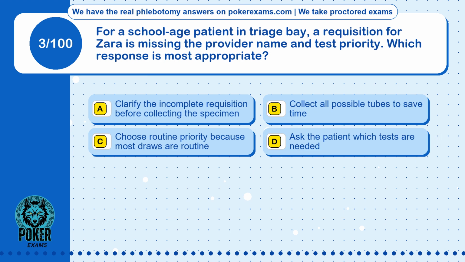Question 3. For a school-age patient in triage bay, a requisition for Zara is missing the provider name and test priority. Which response is most appropriate? Option A. Clarify the incomplete requisition before collecting the specimen. Option B. Collect all possible tubes to save time. Option C. Choose routine priority because most draws are routine. Option D. Ask the patient which tests are needed.